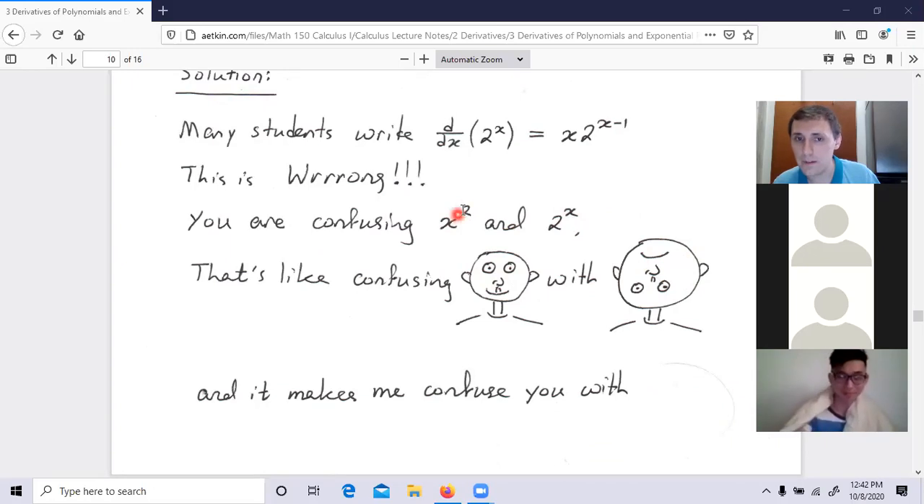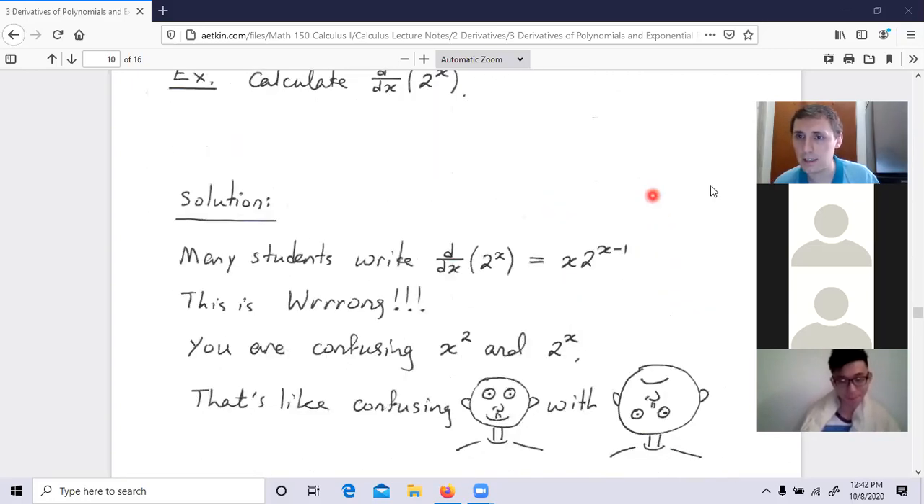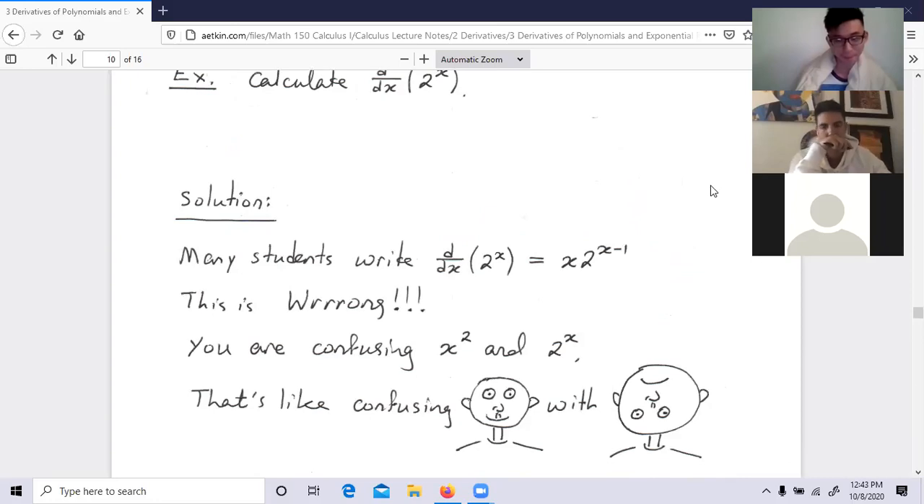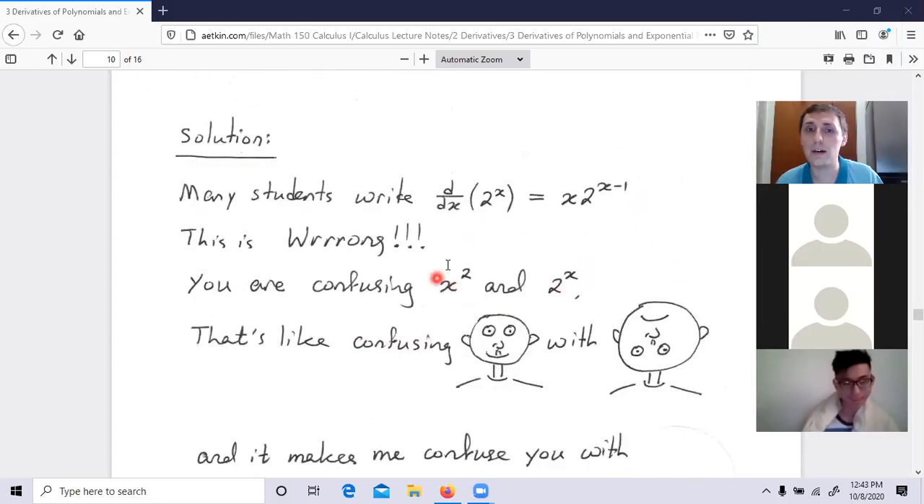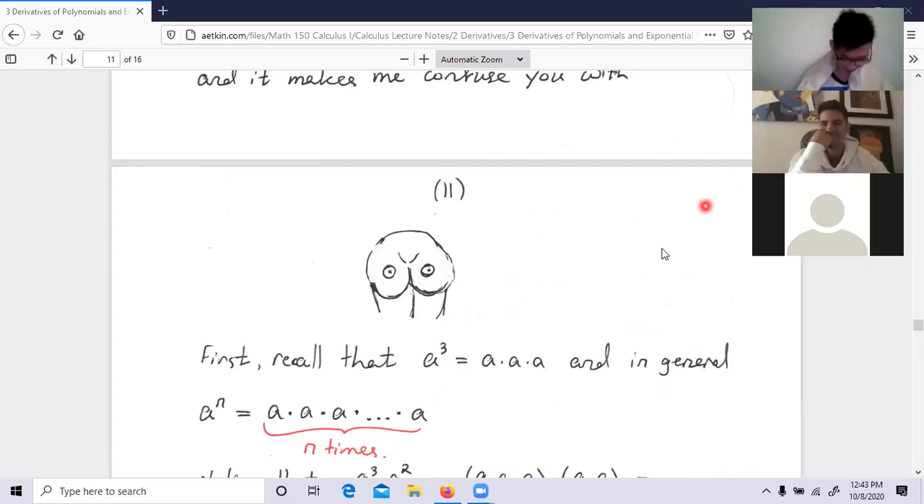Here, the power is fixed, base is changing. Here, the base is fixed, power is changing. That's why it's called exponential function. And maybe I shouldn't put this exponential function as a title. Maybe I will confuse more of you, right? And when you confuse one with the other, I have a feeling you are this. That's the feeling I get when I hear that thing confused, right? So let's quickly review what are exponential functions.